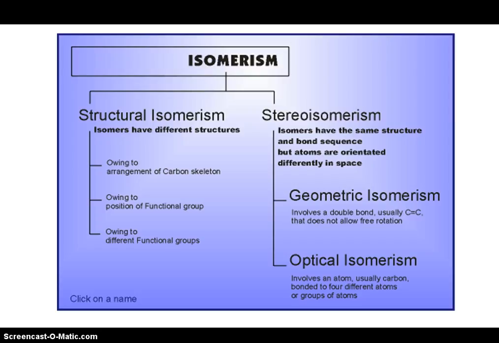And here's just a quick breakdown of isomerism. And again, you can see the structural isomers over on the left, the stereoisomers, that they've got the same structure and bond sequence, but there's rotation around the double bond for geometric or optical, the enantiomers. So you can pause the video, look at that for a second if you want.